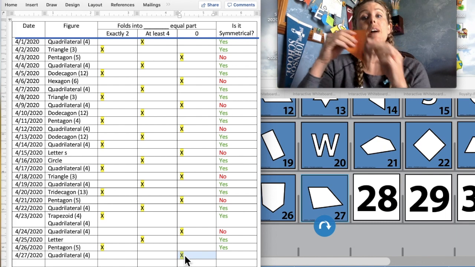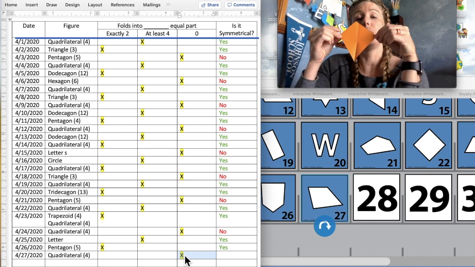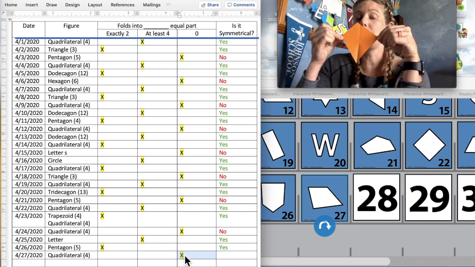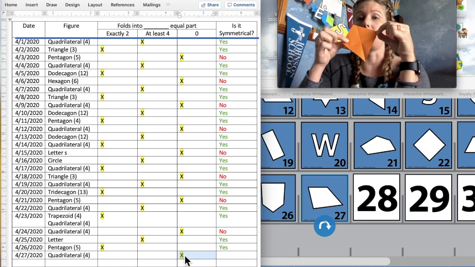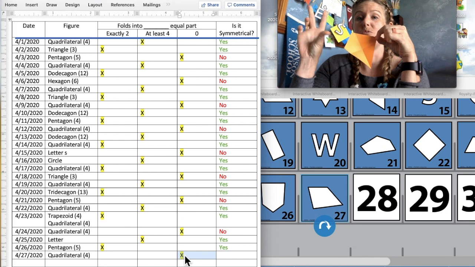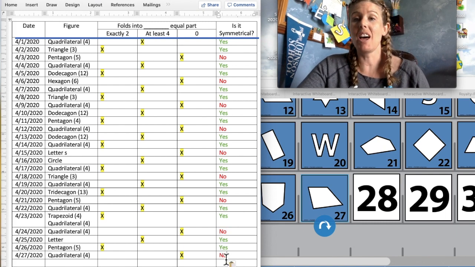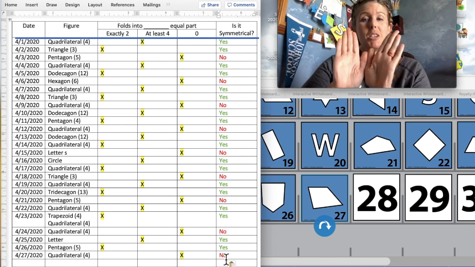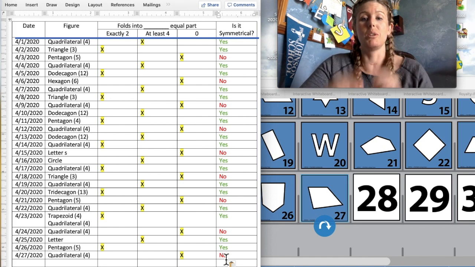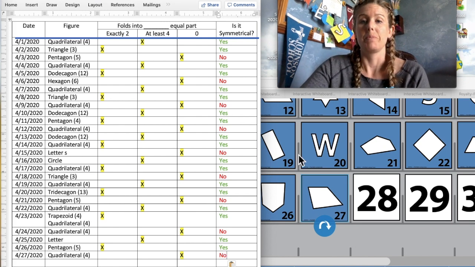So we have seen a pattern that if we cannot fold into any equal parts, is our shape symmetrical? No, do that with me. Nope, it is not symmetrical. So we are going to put a no there, that it does not have a line that would have that mirror image, that butterfly, 2 congruent halves there.